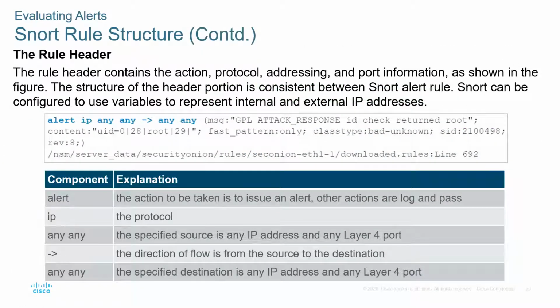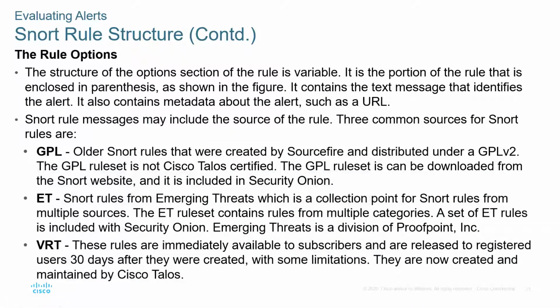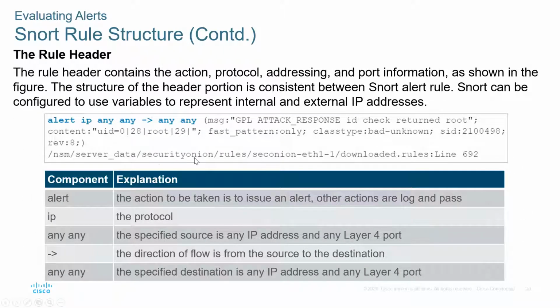In the rule header, it's going to contain different actions, protocol, addressing, port information, etc. that's shown in this figure. Again, that's what's highlighted here in blue. The structure of the header portion is consistent between Snort alert rules, and therefore Snort can be used to configure variables that represent internal and external IP addresses. So here it's just doing any, but you can define it much more detailed than that. In the rule options, you're going to have the rule that's a variable. This is the portion of the rule that's enclosed in parentheses as shown in that previous figure. So if we go back and look, again, this is the parentheses section of it, which is the options that are all set.